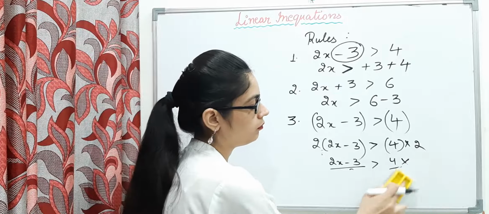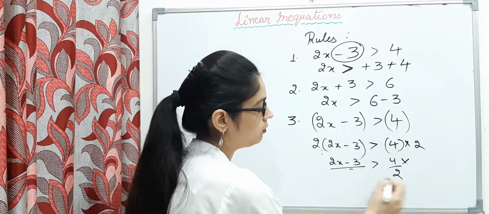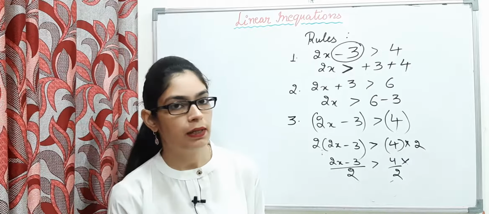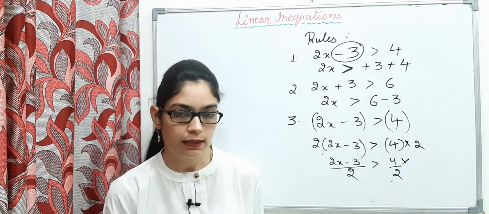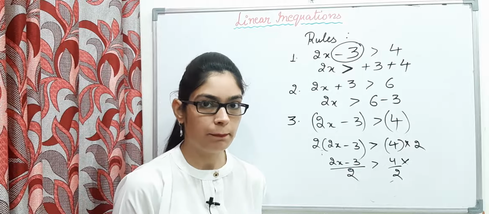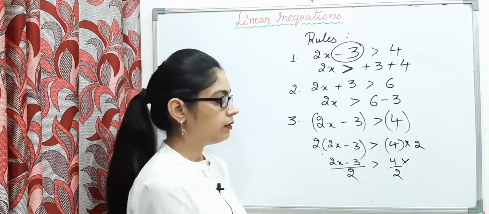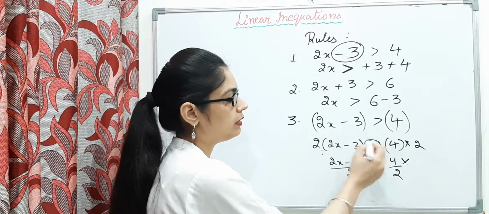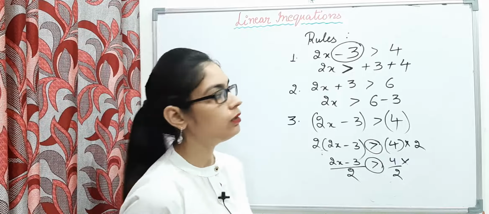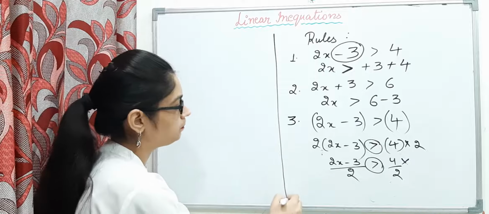So this rule says that if we multiply or divide the linear inequation by the same number on both sides, then there will not be any change in the linear inequation. The sign of the inequality will also remain the same.